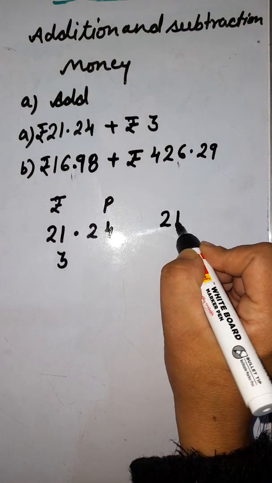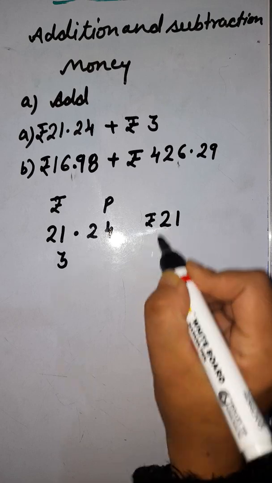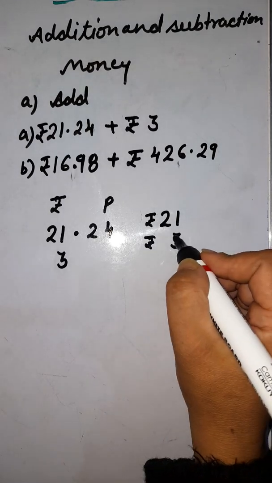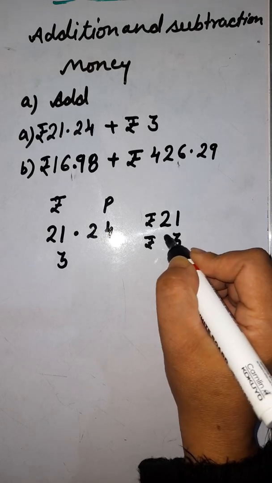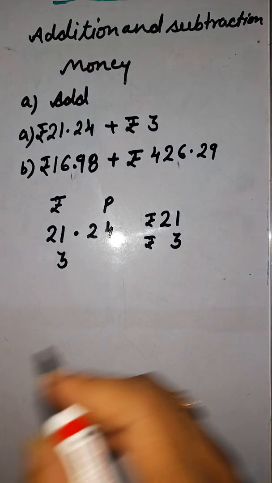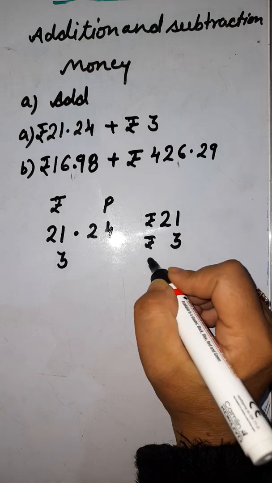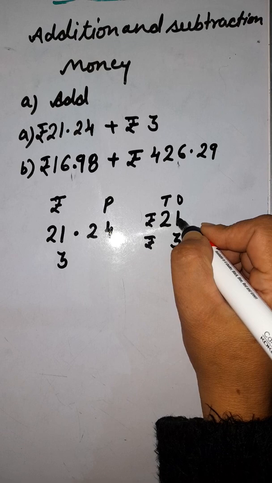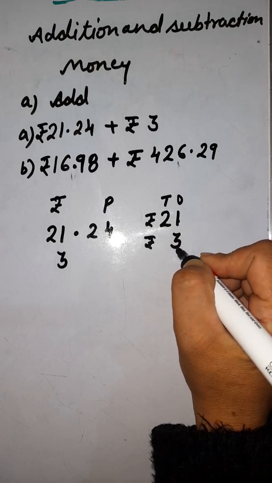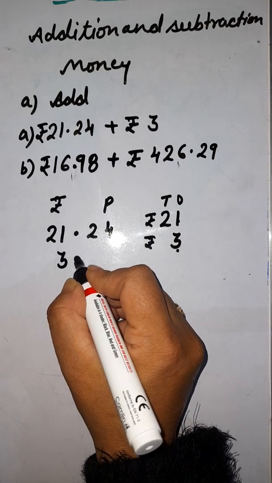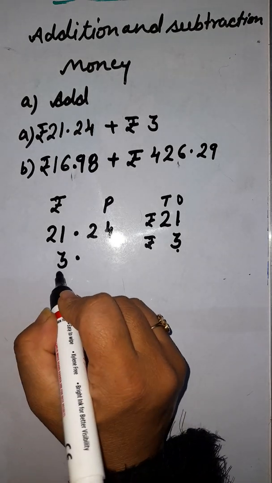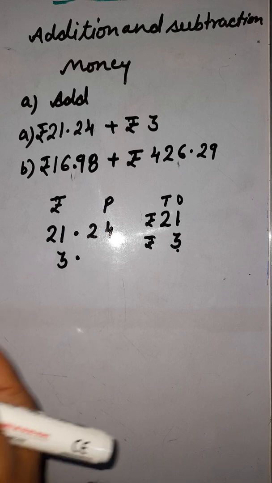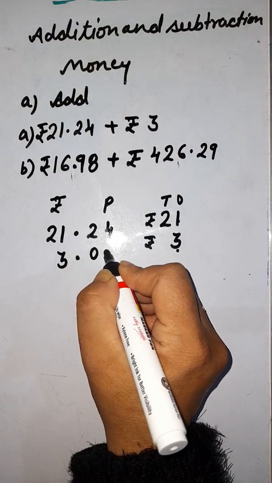This is rupees 21 and this is rupees 3. We will not write 3 below the 2. Why? Because 2 is in the tens part. This is ones, this is tens. So in the ones column we have 1. That's why we have written here 3. And we have only 3 rupees. We don't have paise here. So we have 0 paise.